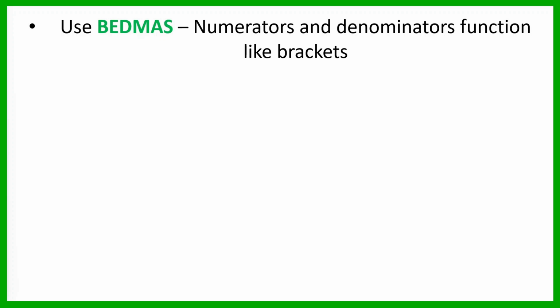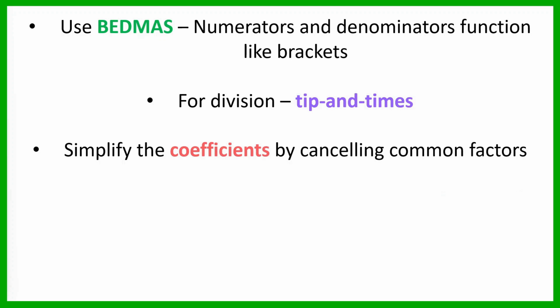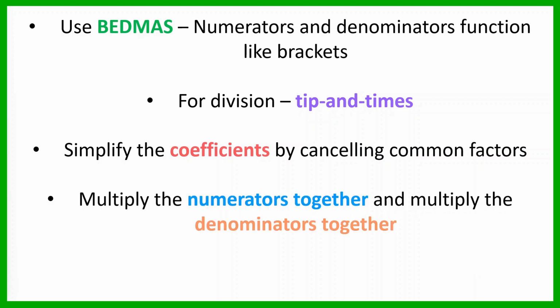Okay, then if you are working with division, you then go and tip and times. Once you've tipped and times, simplify the coefficients, that's the numbers in front of the variables, by cancelling common factors. Now at this point you can also cancel out common variables as well, but I recommend actually just doing the coefficients first and then multiplying the numerators and denominators together, which means you then are combining the fractions all into one fraction, and then going and simplifying the variables.